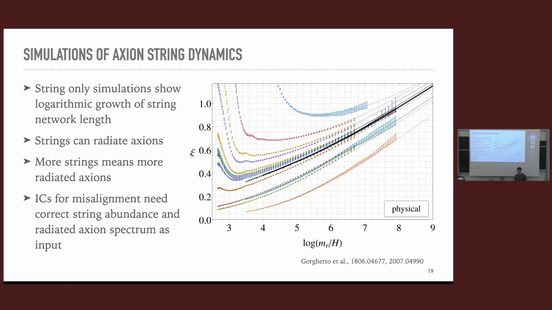Now, this is particularly interesting because these strings can actually radiate off axions. So if you have more strings, you can radiate off more axions. And maybe the string production starts to matter in comparison to the normal misalignment story that people like myself were calculating. At the very least, you need to understand what the string spectrum should be around the time of the QCD phase transition so that you can have a realistic simulation of the QCD phase transition with the right initial conditions.